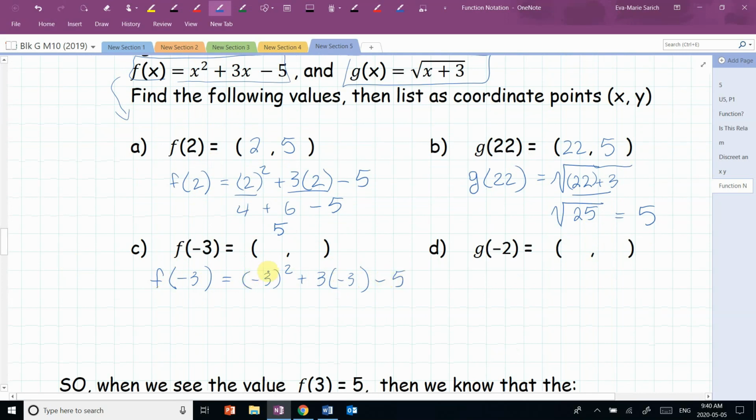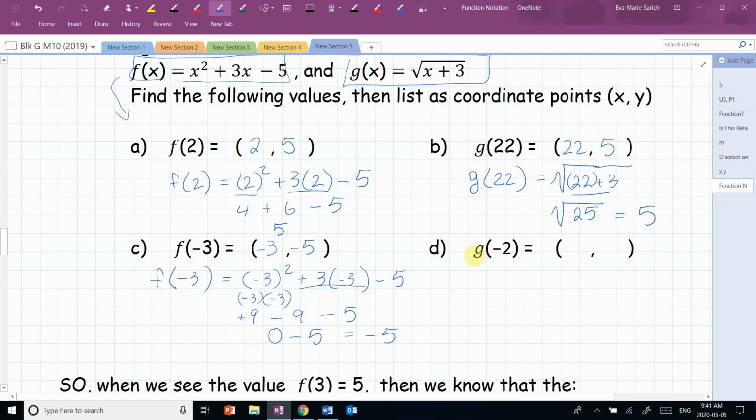Now we have to be careful here. -3 squared actually means -3 times -3. So negative times a negative is going to give us +9. Okay? And then +3 times -3 is going to give us -9 and then -5. So +9 minus 9 gives us 0, and 0 minus 5 equals -5. So when x is -3, y is going to equal -5.